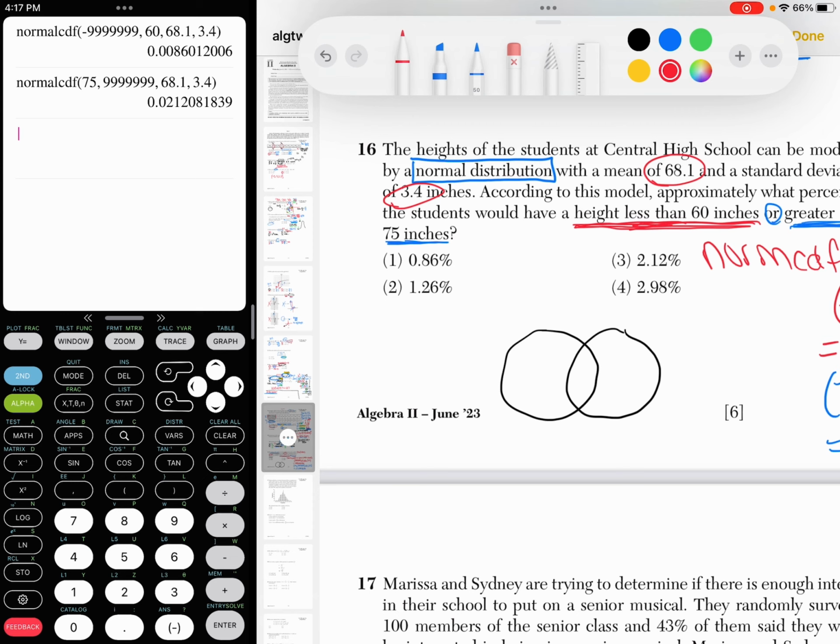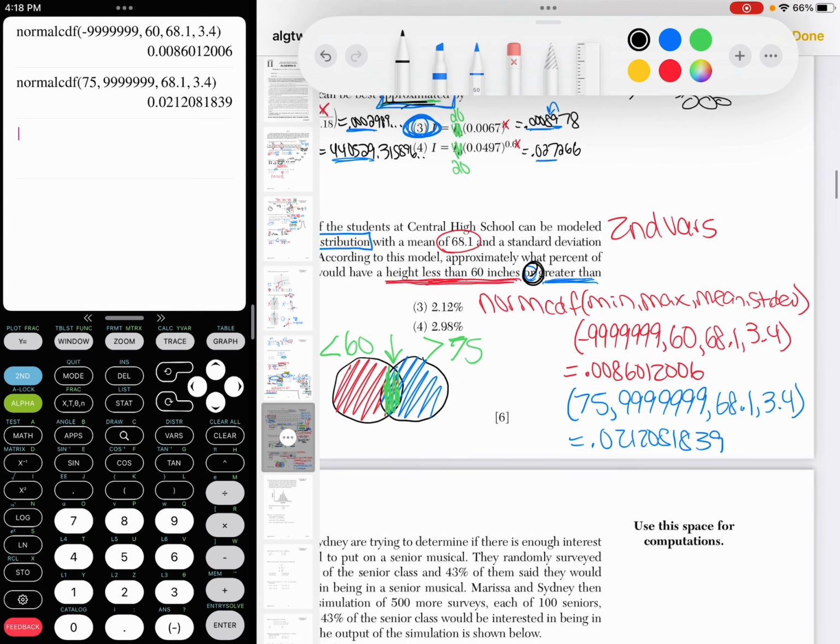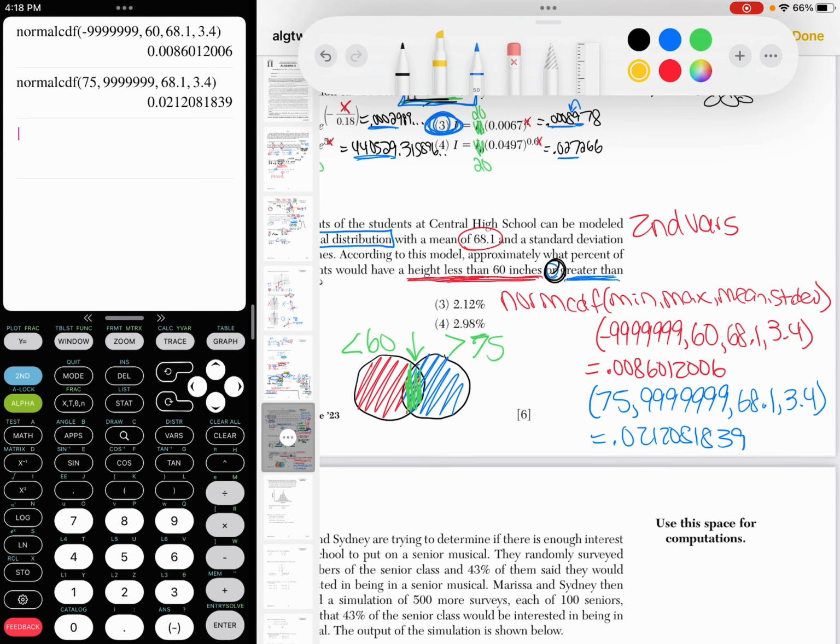So in terms of like a Venn diagram, it was everything in this circle added together with everything in this circle. Now in the OR formula, we did have to subtract the overlap, but for this one, there is no overlap because we're talking about less than 60 and greater than 75. And I don't know about you, but I'm pretty sure it's impossible to be less than 60 inches and greater than 75. So there's going to be nobody in this center. So all I have to do to find the OR is add my two probabilities together. So I'm going to be adding together this number and this number.